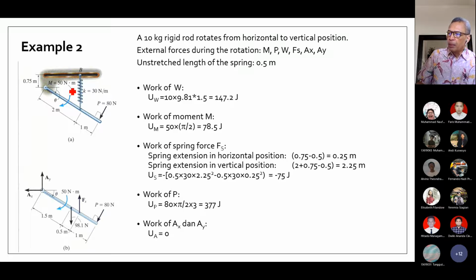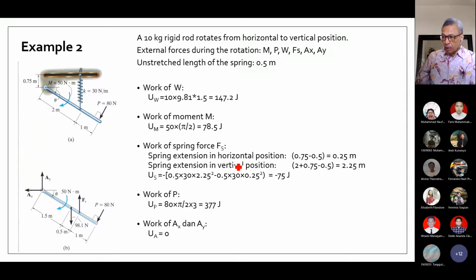Work done by moment M is simply the value of that moment multiplied with the angular displacement of this bar, because the moment is constant, 50 Newton meters. Then just multiply 50 with half pi, 90 degrees, and you obtain the work done by the moment. So always remember that we always use radians to represent the angular displacement of a system.